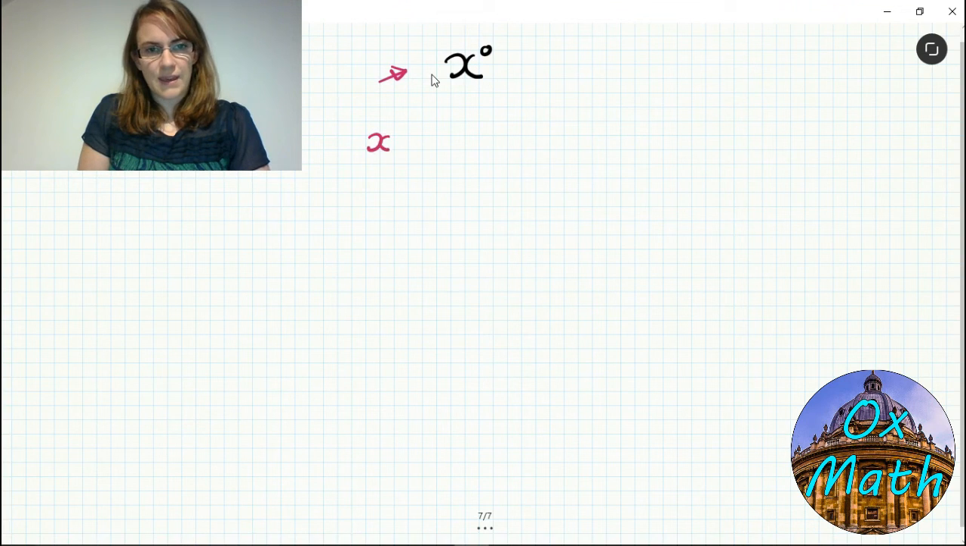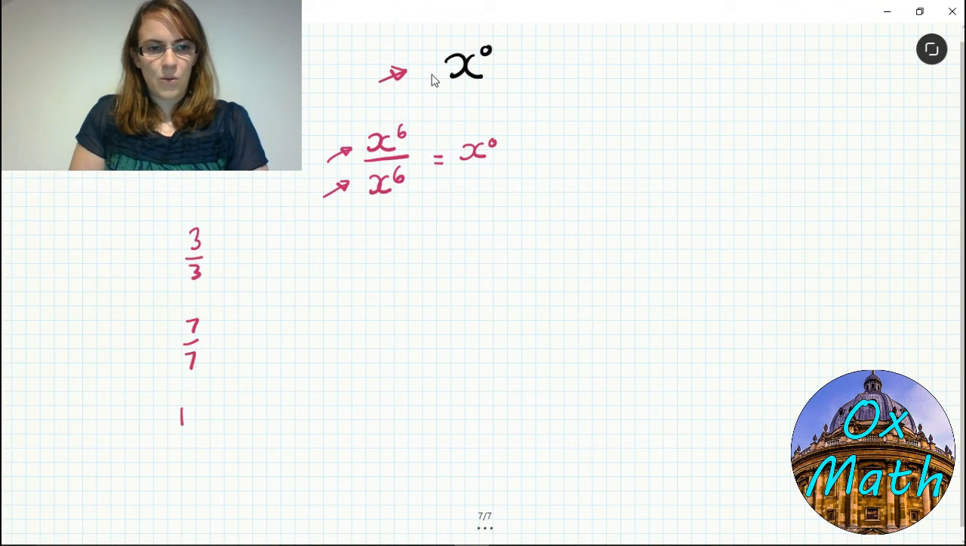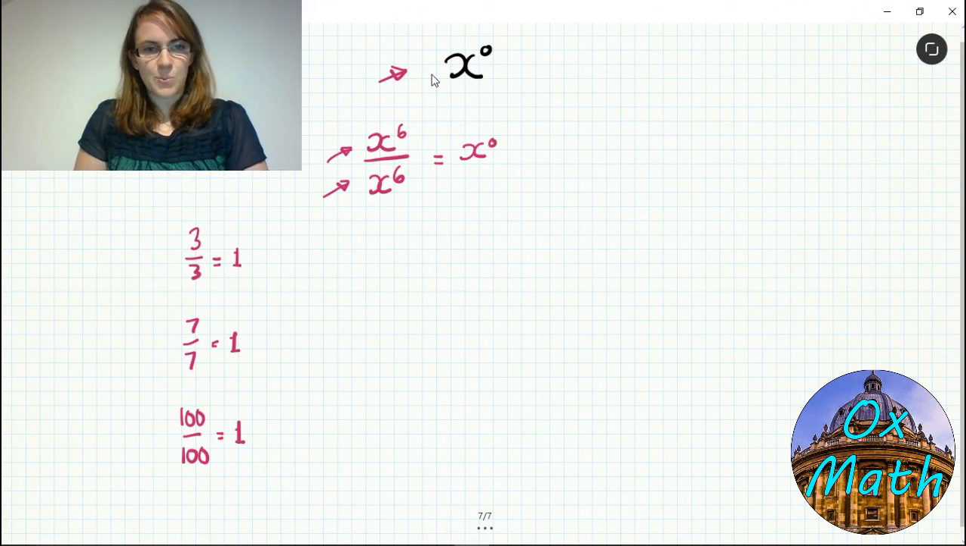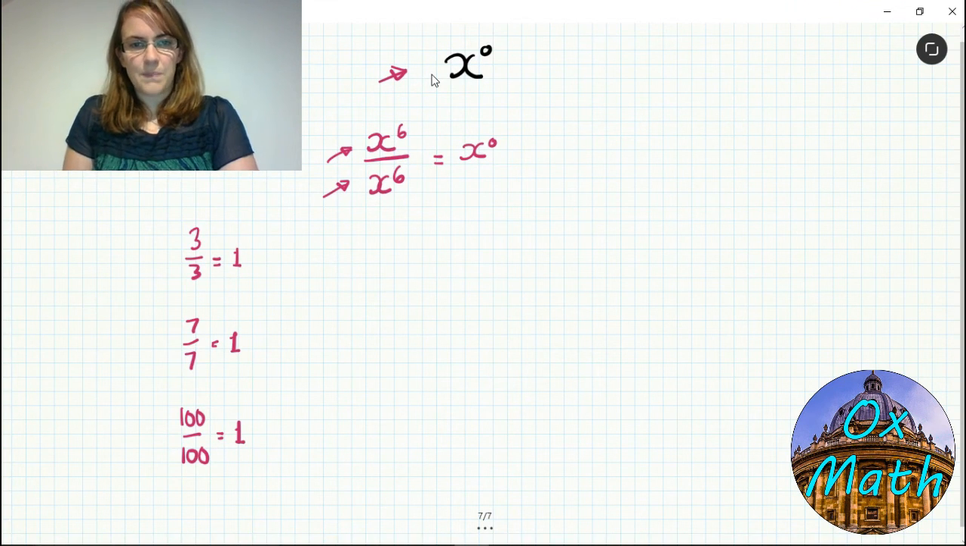Now we've just said that if we have x to the power 6 divided by x to the power 6, using our indices, you do 6 take away 6, and that leaves us with x to the power 0. Now, if we think about a division, if you have something and divide it by itself, so if we had 3 divided by 3, or 7 divided by 7, or 100 divided by 100, in all of these cases the answer is 1. How many 3's are there in 3? There is 1. How many 7's in 7? There is 1. How many 100's in 100? There is 1. So x to the power 6 divided by x to the power 6 must be 1. So this means that x to the power 0 actually equals 1.